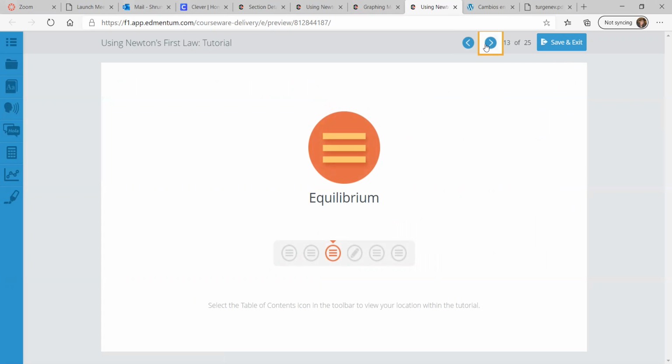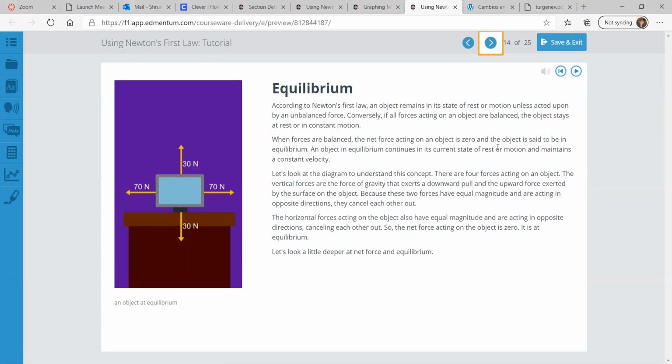Now we're going to look at equilibrium. According to Newton's first law, an object remains in its state of rest or motion unless acted upon by an unbalanced force. Conversely, if all forces acting on an object are balanced, the object stays at rest or in constant motion. When forces are balanced, the net force acting on an object is zero, and the object is said to be in equilibrium. An object in equilibrium continues in its current state of rest or motion and maintains a constant velocity. So take a look at the diagram to understand this concept.